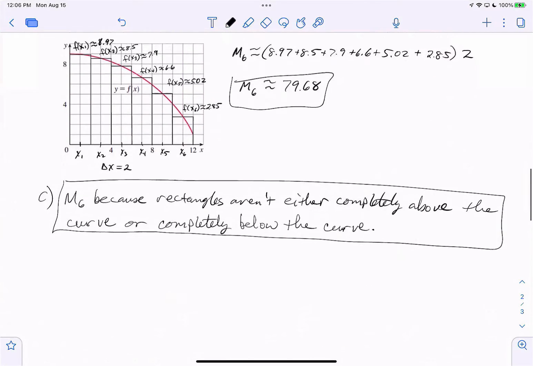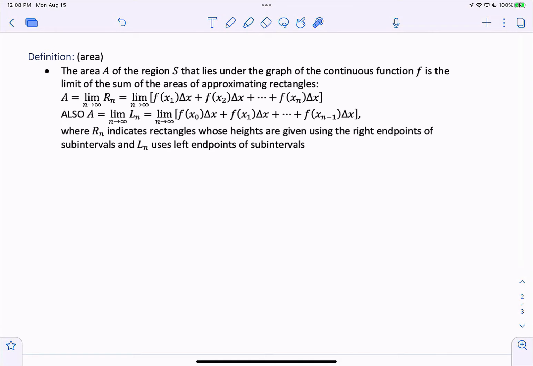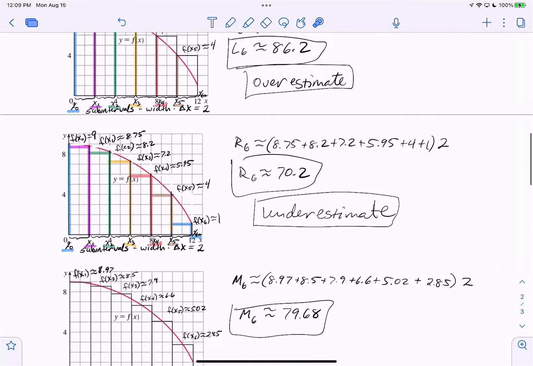We're now in a place where we're ready to see the definition of area. The area of a region that lies under the graph of a continuous function f is the limit of the sums of the areas of approximating rectangles. So we have R sub n or L sub n, it actually doesn't matter. And the expression inside the brackets is function height times width. We saw that 3 times here.